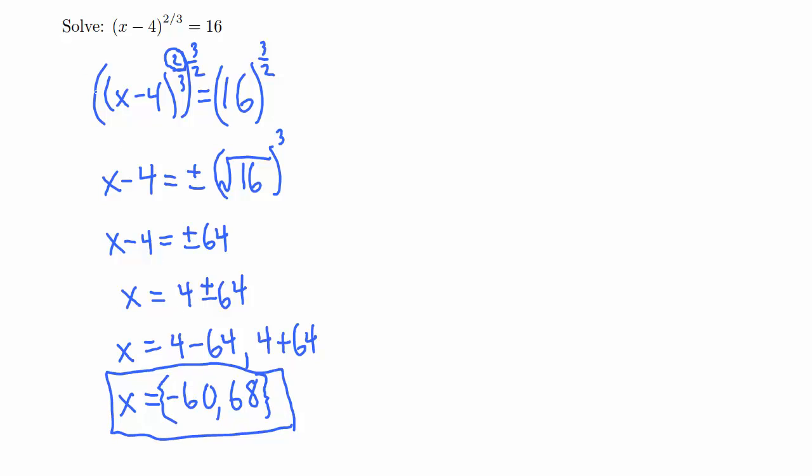Now notice that this works if you plug it in. Negative 60 minus 4 is negative 64. The cube root of negative 64 is negative 4, and when you square negative 4, you get 16. Good. 68 minus 4 is 64. The cube root of 64 is 4. 4 squared is 16. Fantastic. They both check out, and that is your solution set.